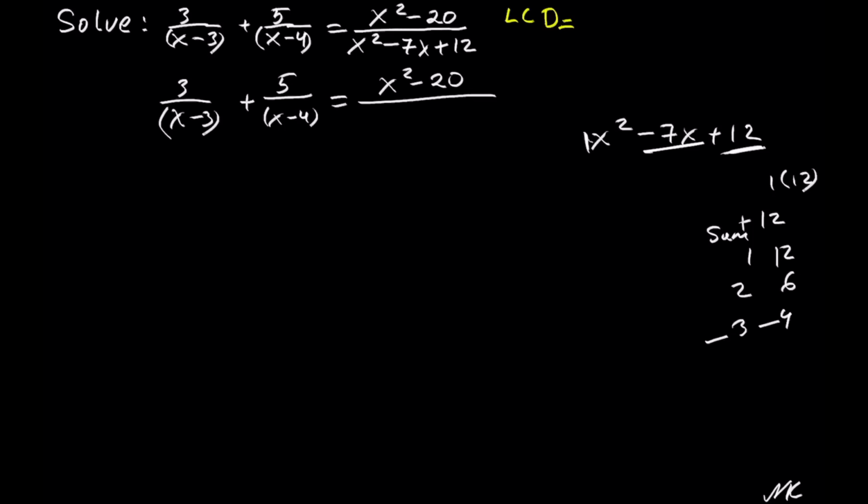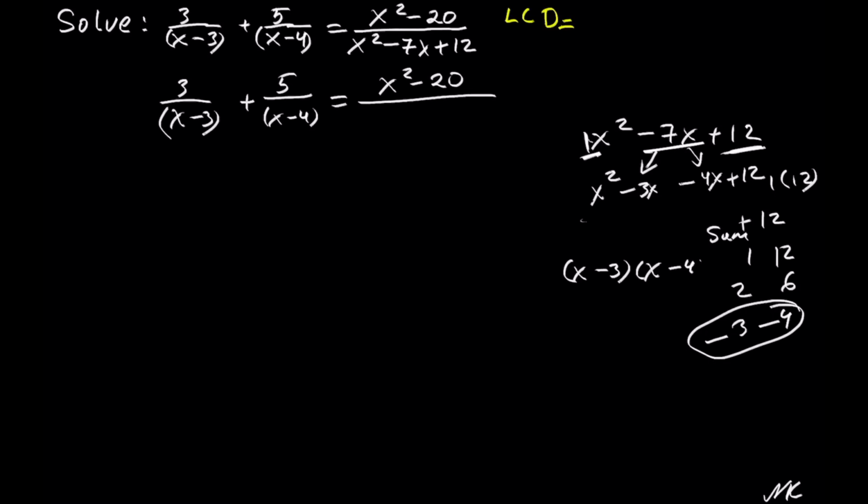You can absolutely rewrite this negative 7x as minus 3x minus 4x, keep everything else the same, x squared minus 3x minus 4x plus 12, and factor by grouping. But since the leading coefficient is 1, the factor pair will end up being your solution, meaning you will get x minus 3 times x minus 4 once you factor this by grouping. So the third denominator is x minus 3 times x minus 4.